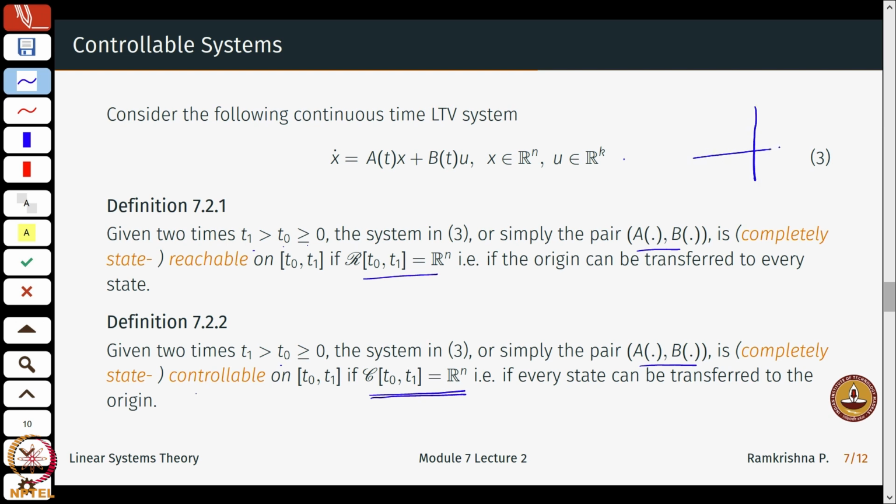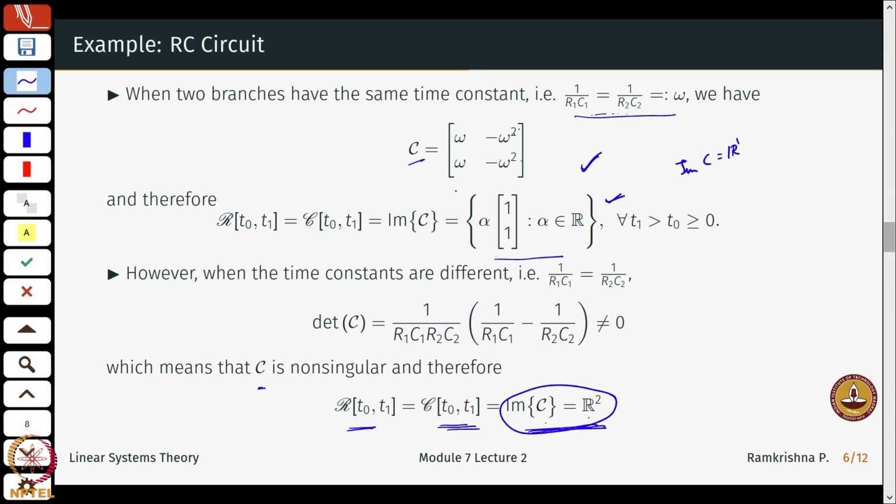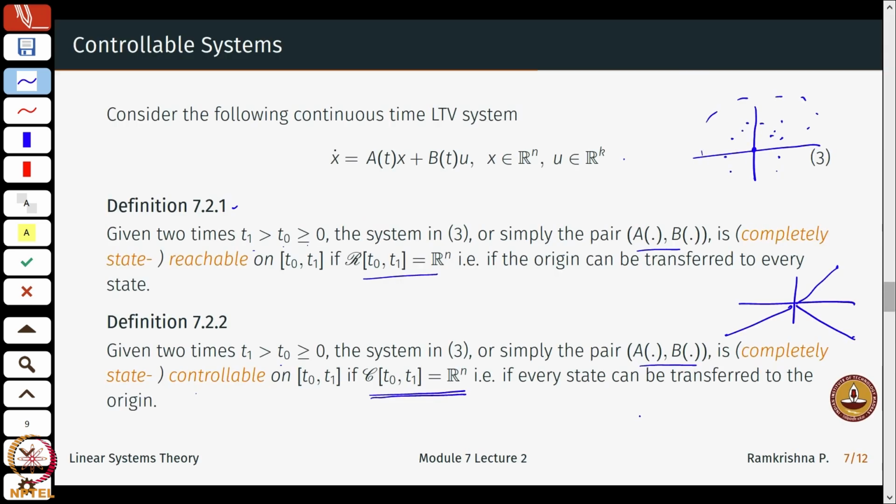So, the first definition means that, okay, can I go from this point to any point in the state space, any arbitrary point in the state space. In the second case, it means that can I transfer any point starting from the state space to the origin, starting from here to the origin, starting from here to the origin. Okay, so what is the interpretation of this? Well, in case of this, where the time constants were equal, what we could check is that the only possible points that I could reach were on this line, if this was x1 and x2. Whereas, if the system is completely controllable, then I should be able to reach any point, or I should be able to come back to the origin from any point in R2 in this case.